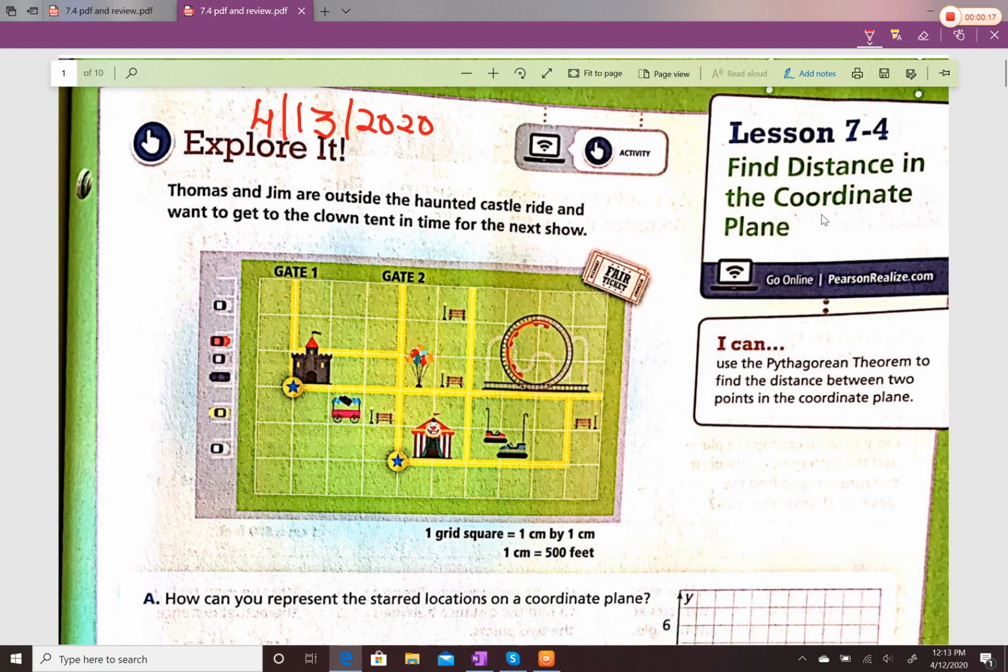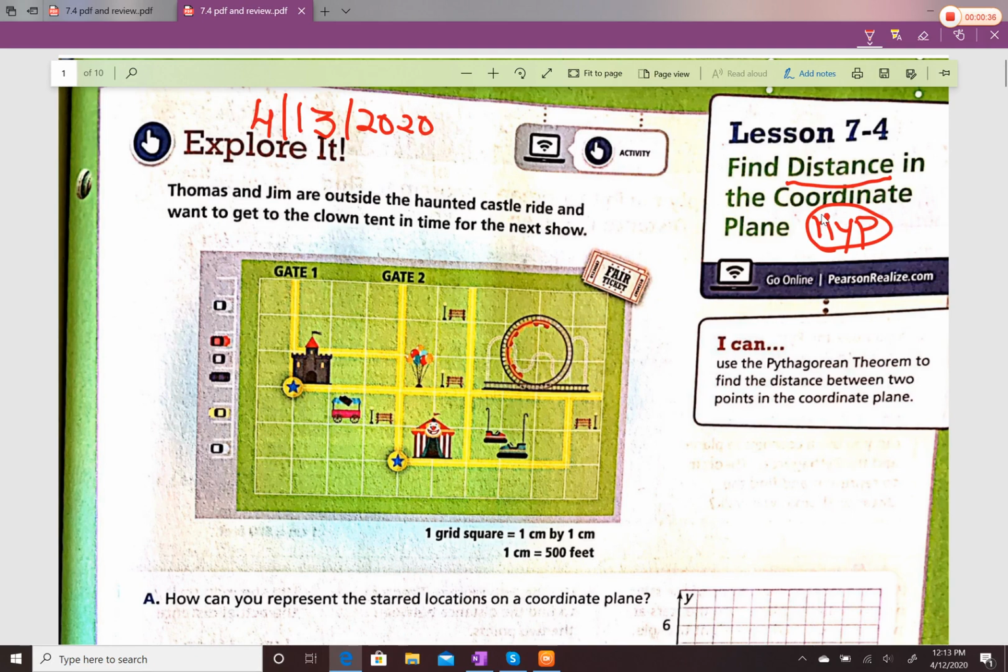When they talk about the distance, it is none other than the hypotenuse. So basically you're not learning something different, you're learning the same Pythagorean theorem. Okay, so don't get confused. We are just going to use the Pythagorean theorem to find the distance.